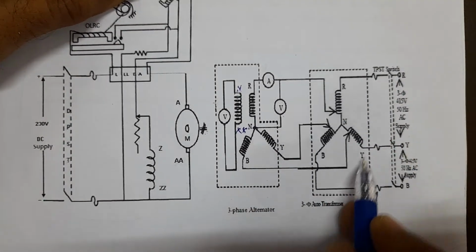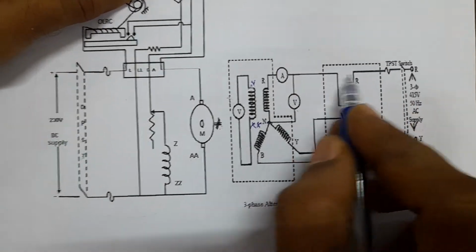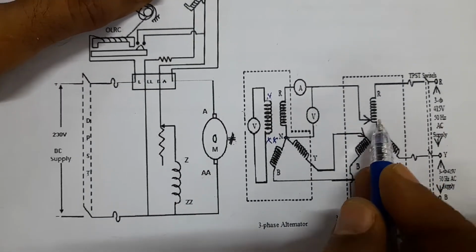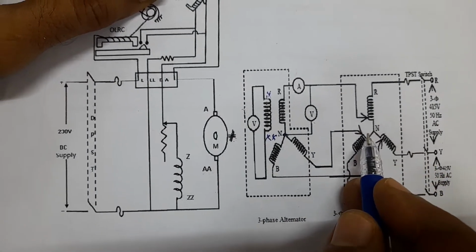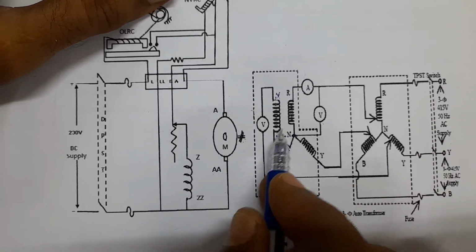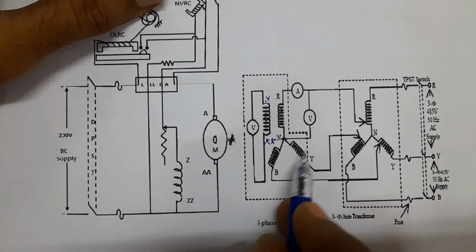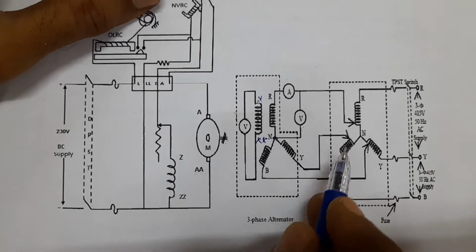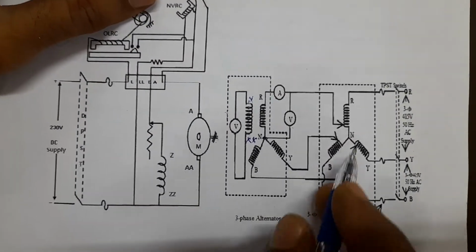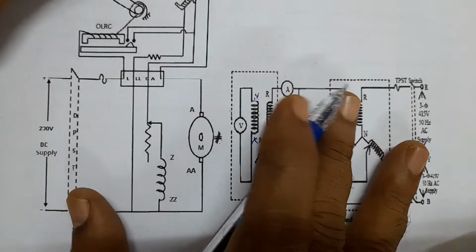So this is the three-phase variac, and the three-phase supply connection is given to it. So the three-phase input is given to the auto transformer, and the output is given to the alternator, and that output is a variable voltage. So this is the explanation for the circuit diagram.